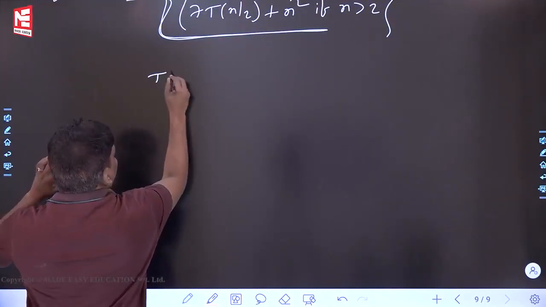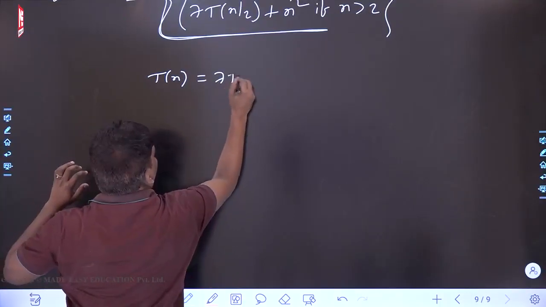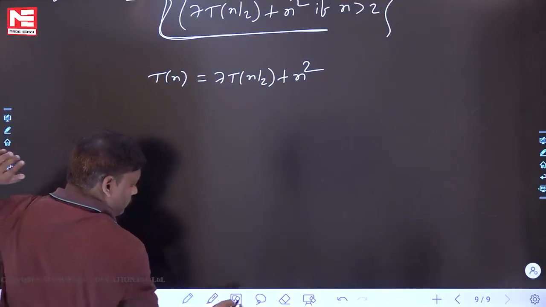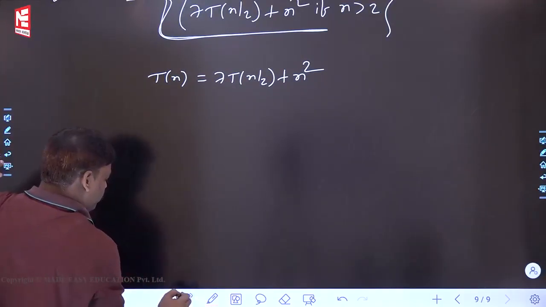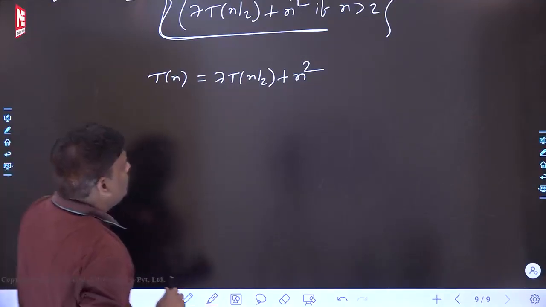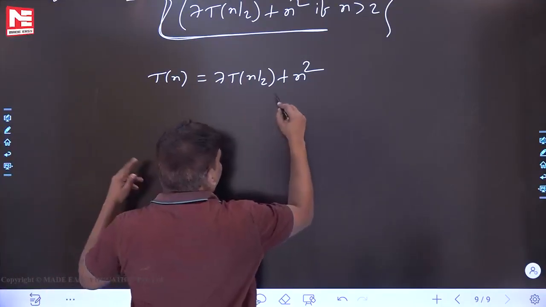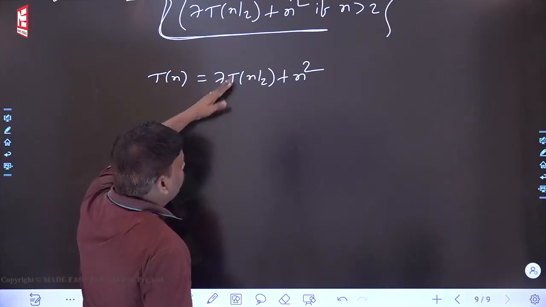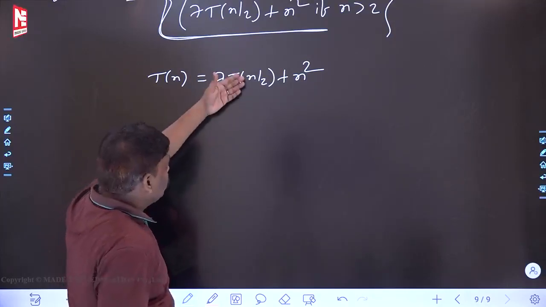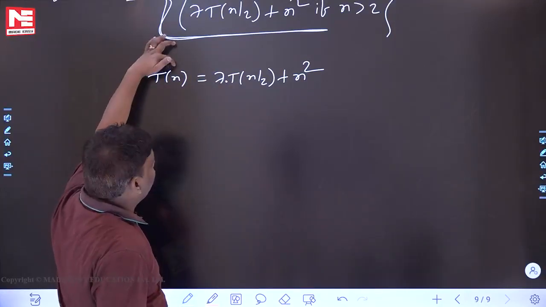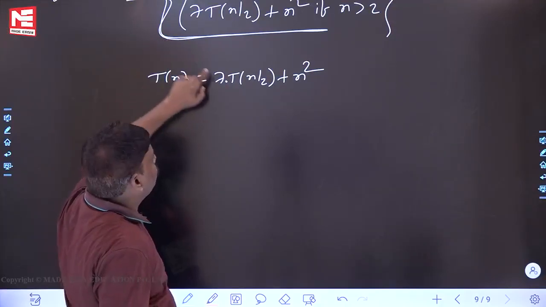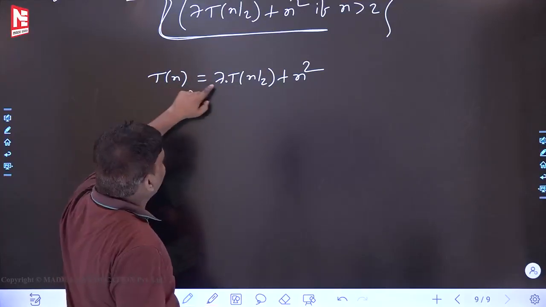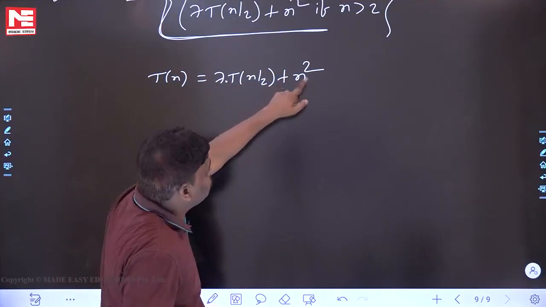So, let me write. Tn is equal to 7t(n/2) plus n square. Now let me do it, please be careful: it is 7 into t(n/2) plus n square. Before continuing further, be comfortable with the problem. What is the meaning? Let's check by giving numerical values. T10 is equal to 7t(10/2) plus 10 square. Next, T25 is equal to 7t(25/2) plus 25 square.